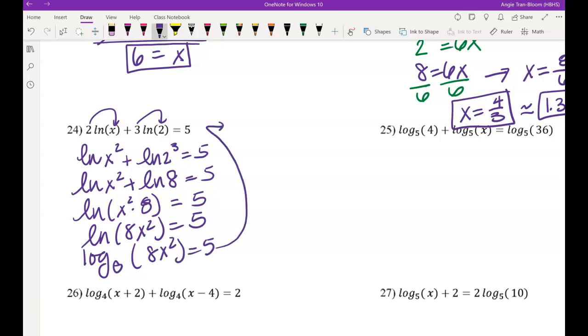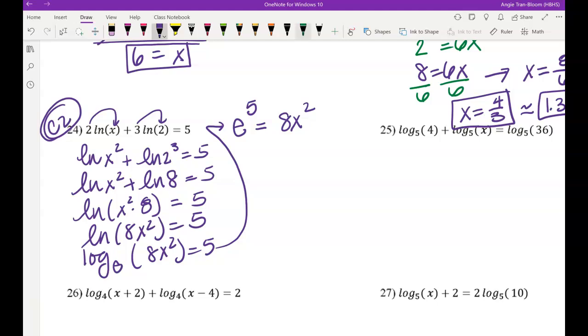This is going to allow me to rewrite it as an exponential. So this is case number 2. I'm writing C2 for case number 2. So e to the 5th equals 8x squared. E is an ugly, irrational number that's rounding about 2.7. So e to the 5th is, again, another ugly number.